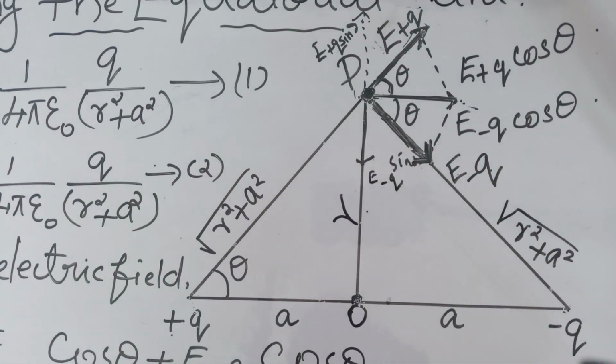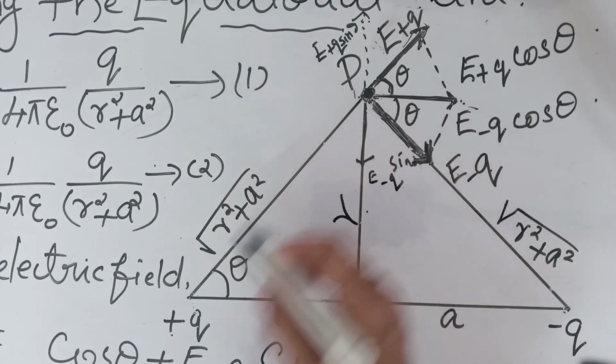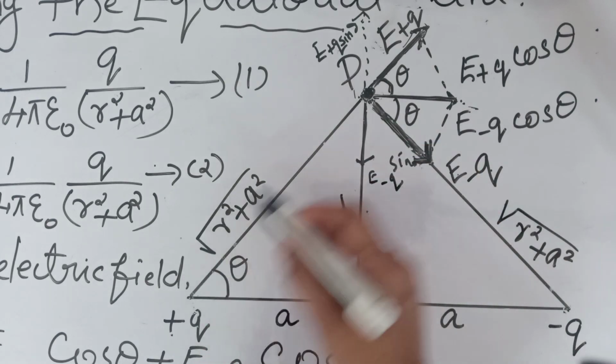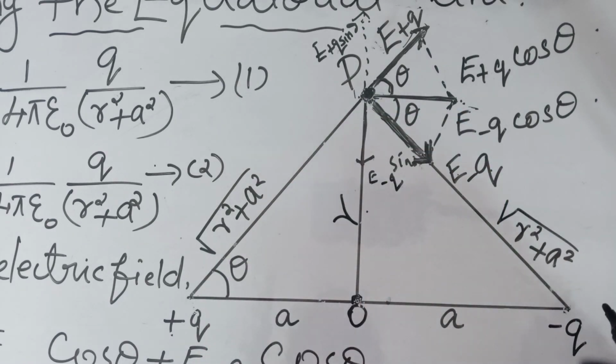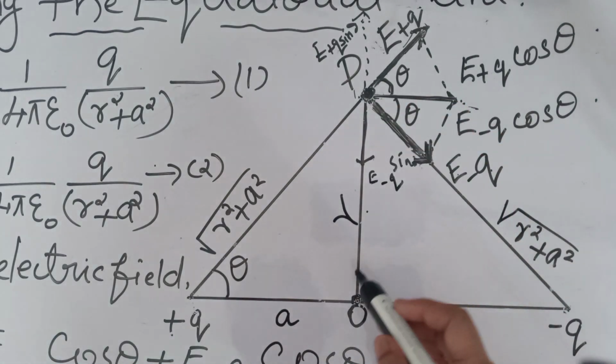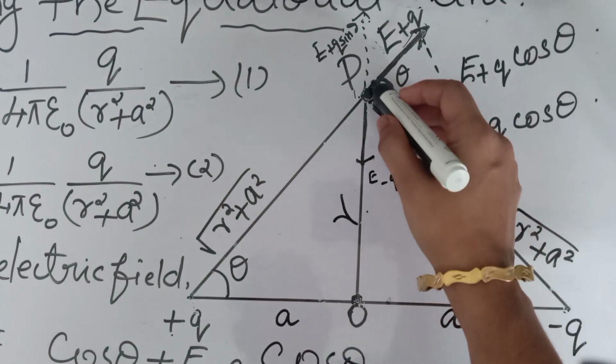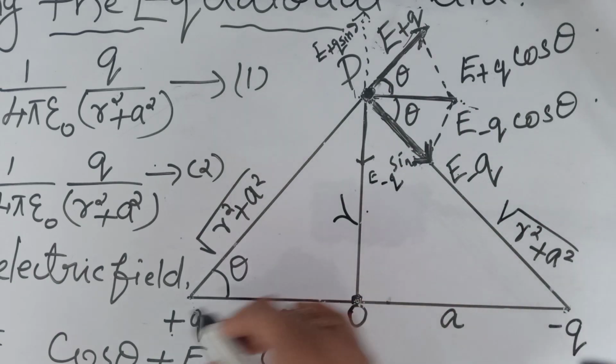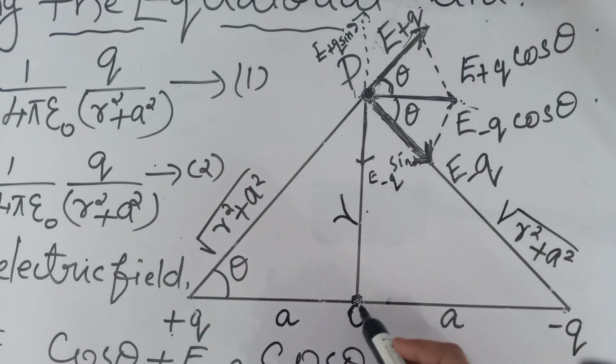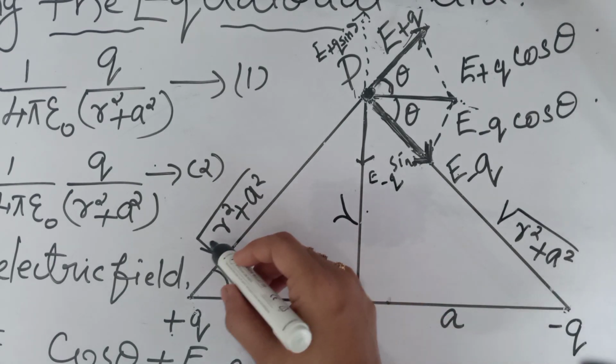We have to find the field due to this plus q and minus q charges. So first of all we can find the distance between plus q and P, and in the similar way the distance between minus q and this point P. How can we find it? Here we have a, and this distance is r, because this point P is at a distance r from the center of the dipole. So this O is the center of the dipole. Clear?